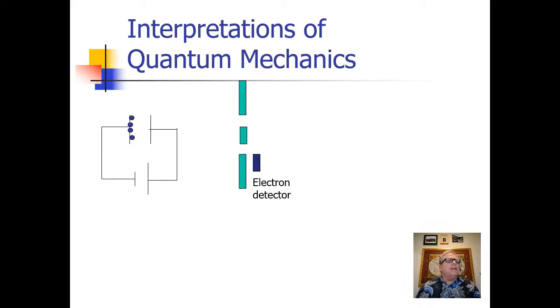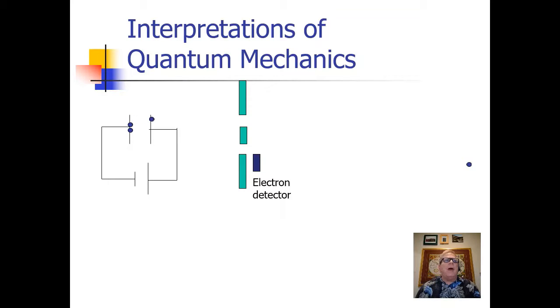So the double slit experiment illustrates some of the more peculiar features of quantum mechanics. Let's run the experiment again, but this time we're going to put an electron detector near one of the slits. Now, this detector doesn't slow down or change the trajectory of the electrons in any way, but it does allow us to tell which slit a given electron goes through.